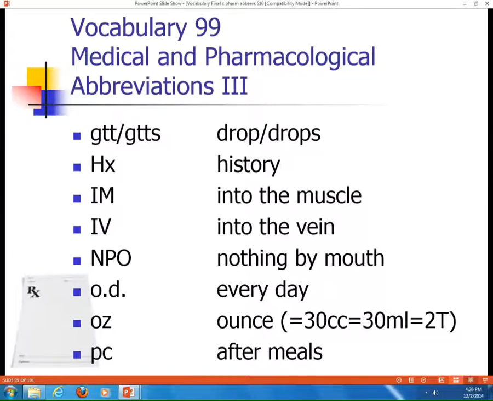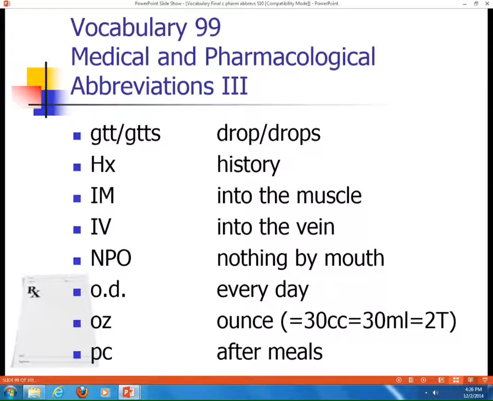OZ, ounce. Now, we use ounces every day in the kitchen. An ounce is also 30 cc's. And cc is a cubic centimeter, which is the same as a milliliter. So these are just really common terms that you'll see, take 30 cc's, take 30 mils of this. And really that would also be equivalent to 2 tablespoons, capital T. 2 tablespoons is the same as 1 ounce.